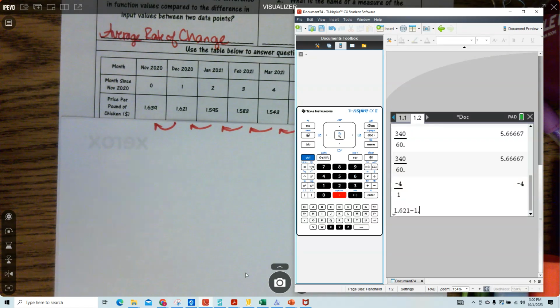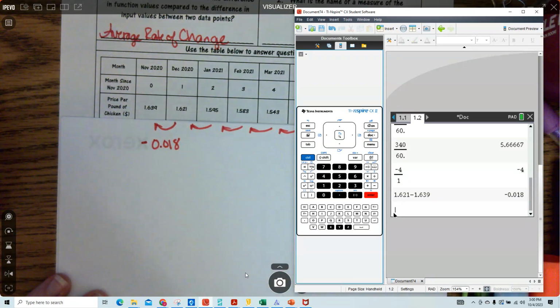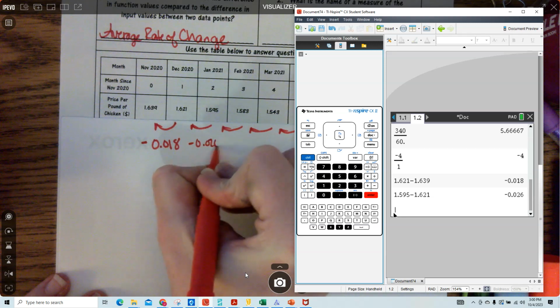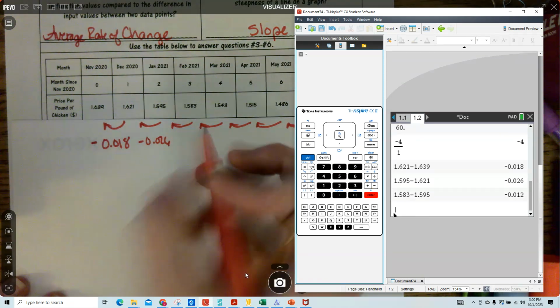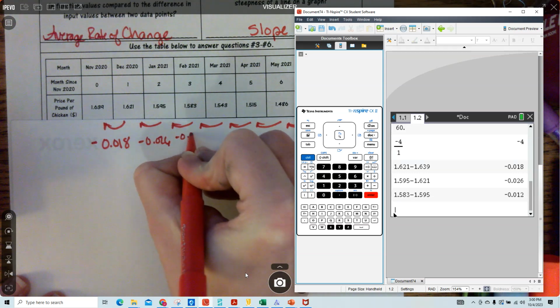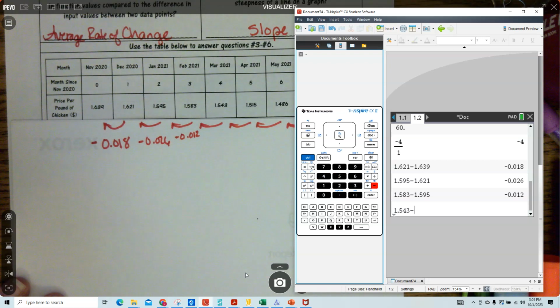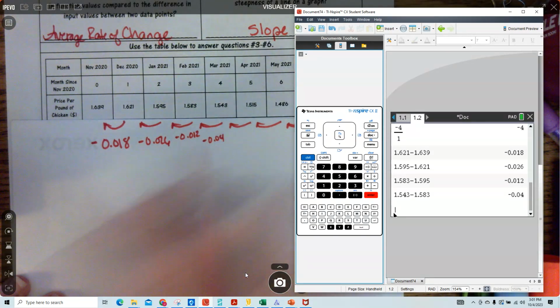Okay, so 1.621 minus 1.639 is negative 0.018. 1.595 minus 1.621 is negative 0.026. Next one is 1.583 minus 1.595 is negative 0.012. And then 1.543. And again, it's just subtracting backwards is all I'm doing on this table. Negative 0.04.